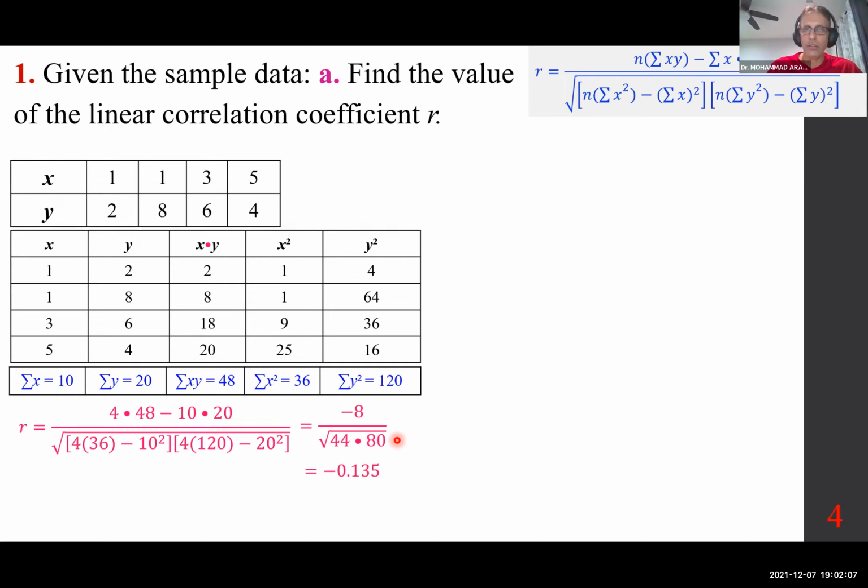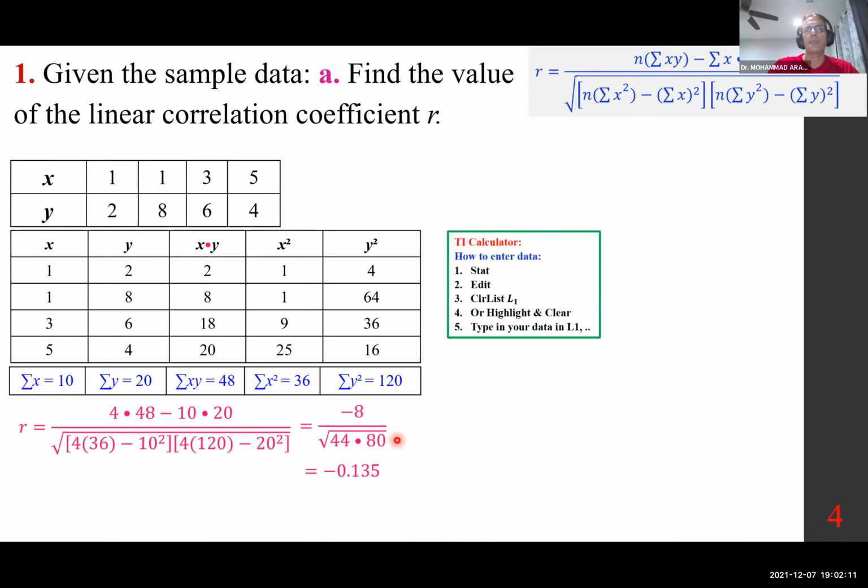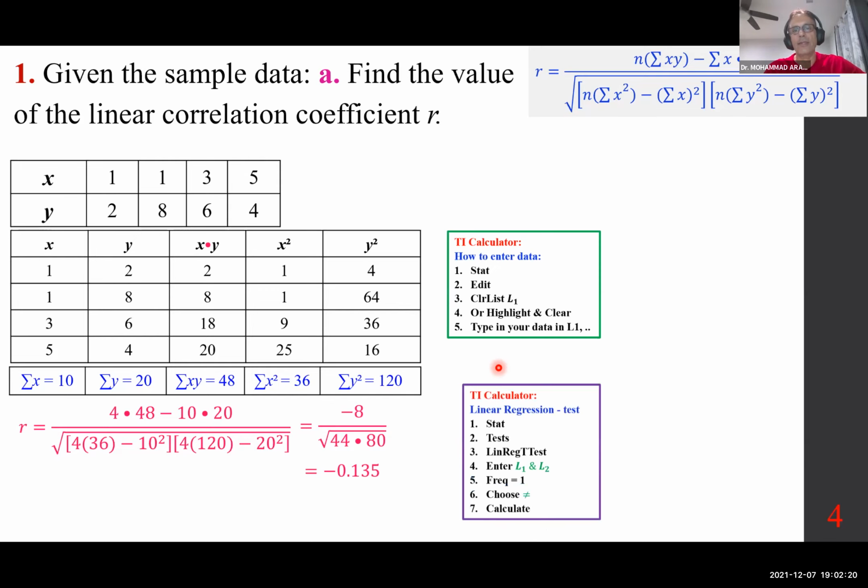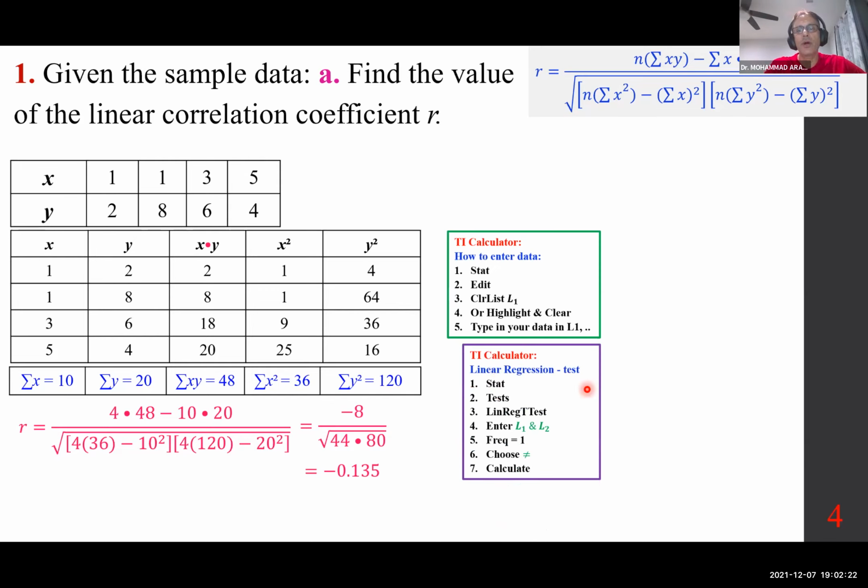It is done by technology. Any technology of your choice will do that. As an example, for a TI calculator, first you want to clear the list, such as L1. Here's the command for that. And then you run the linear regression test as follows.